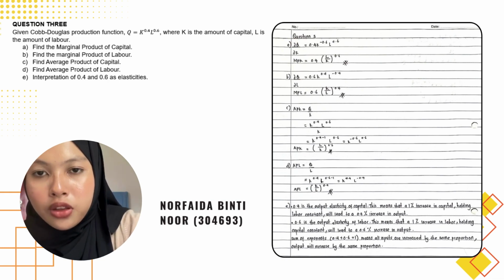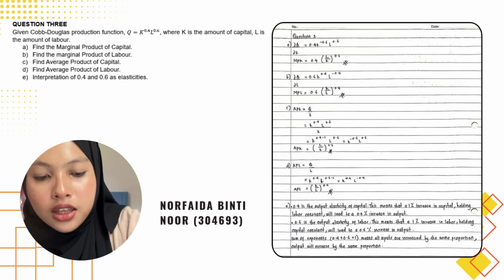For question B, we need to find the MPL. So we take the partial derivative with respect to L. So we get the answer 0.6 K to the power 0.4 L to the power negative 0.4. So we arrange our final answer becomes 0.6 times K over L to the power 0.4.